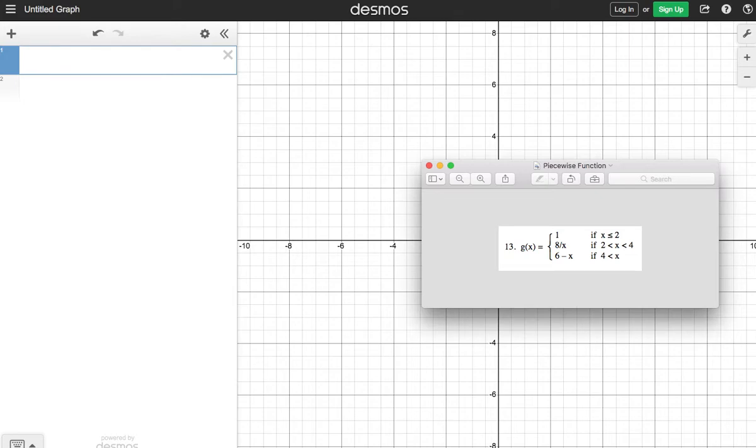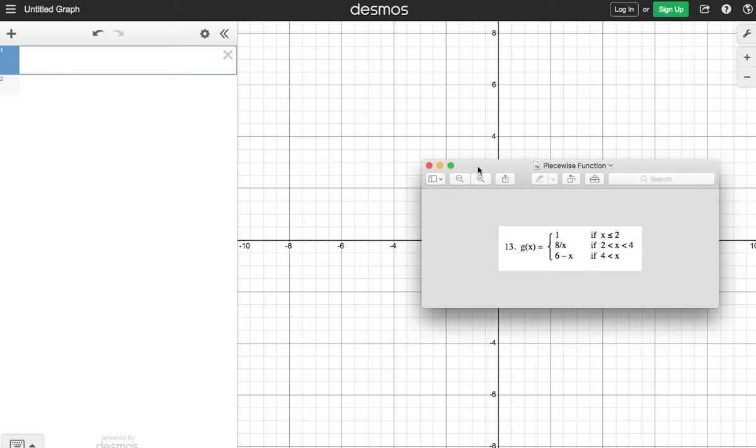I wanted to go over how you can graph functions in Desmos if you have a particularly complicated function. So in homework 1.1, question 13 is what we call a piecewise function, in that it has three pieces in terms of its entire definition. Sometimes it's equal to 1, that's if x is less than or equal to 2. Then it's equal to 8 over x if you're strictly between 2 and 4, strictly meaning there's no equal sign. And then if x is greater than 4, it's linear, and in fact it is 6 minus x.